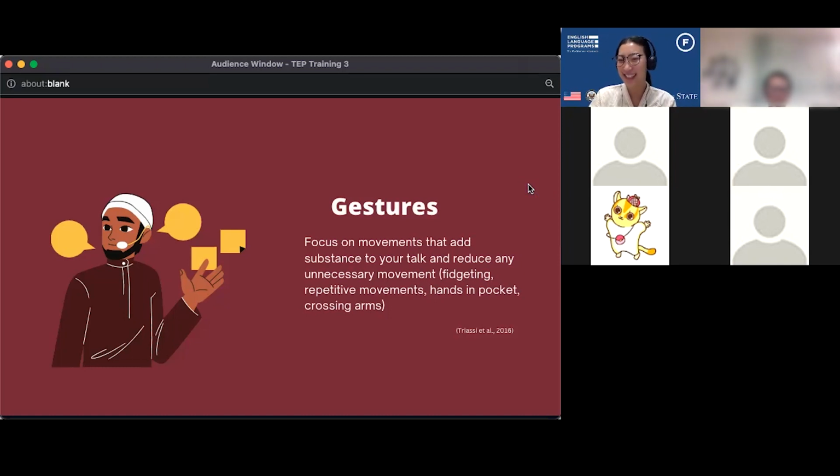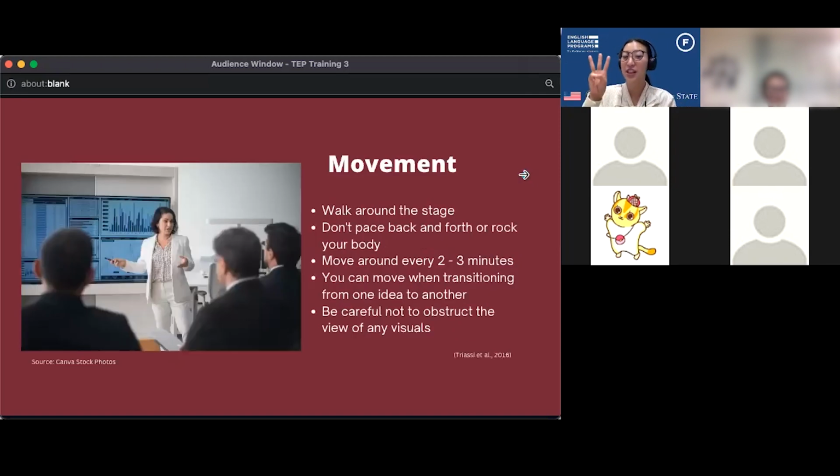Questions so far? Okay, let's move on to the third aspect, which is movement. Now, what I mean by movement, because gestures are also movement, is literally moving around, right?